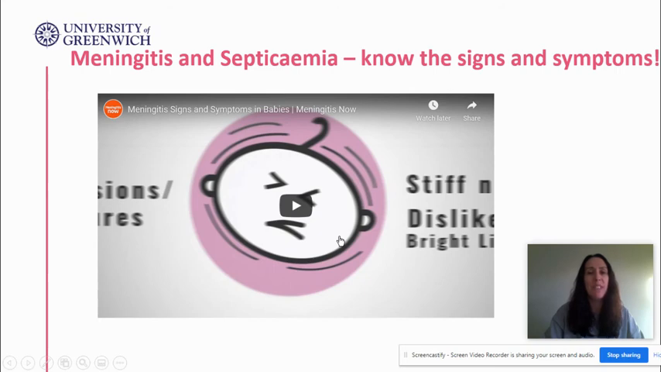There we go. Know the signs and symptoms of meningitis, but also please know septicemia. It's a little bit different than sepsis, but it's kind of sepsis plus meningitis together. So your main signs and symptoms for meningitis, as you know, are going to be the stiff neck, the headache, the vomiting, photophobia, query rash, the fever, the sense of feeling unwell.